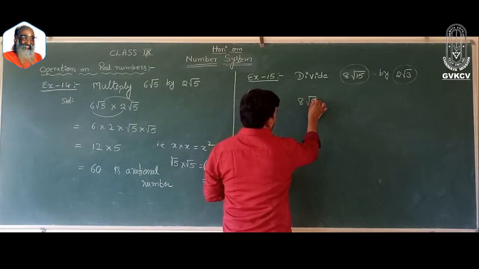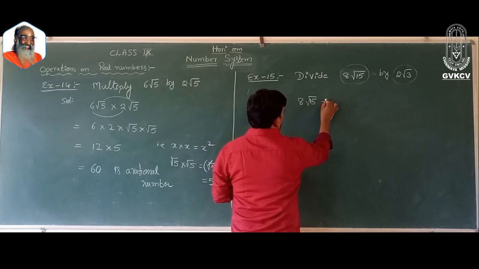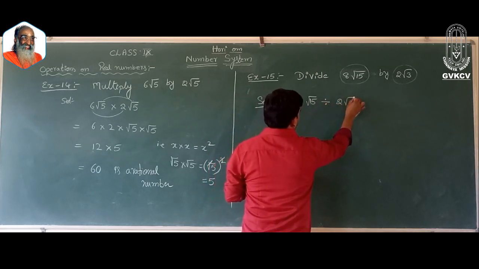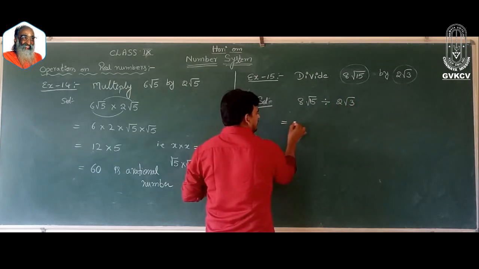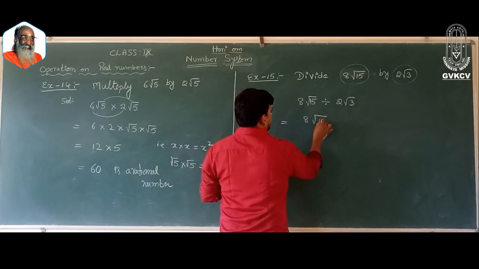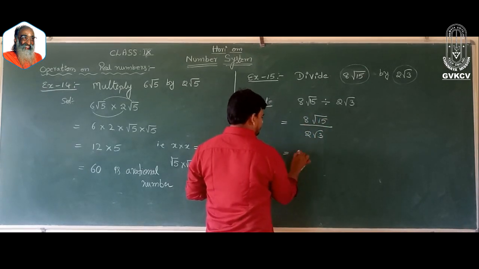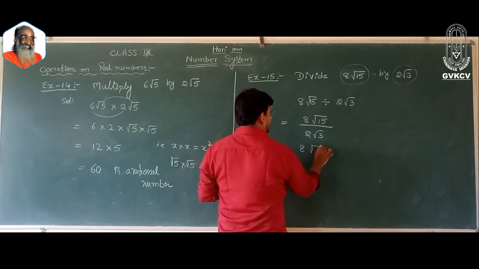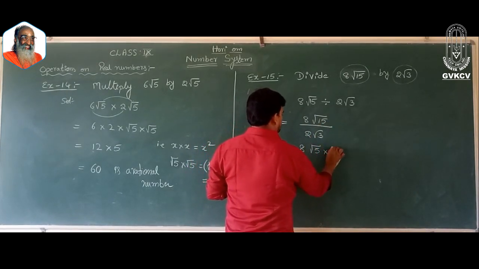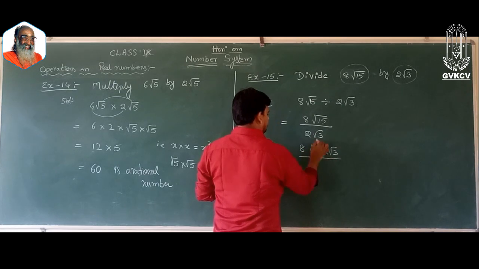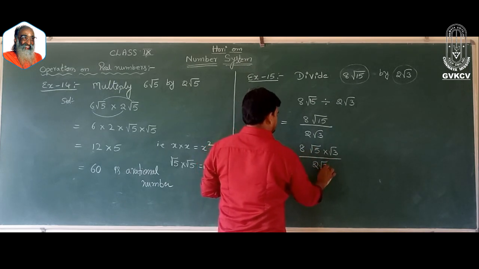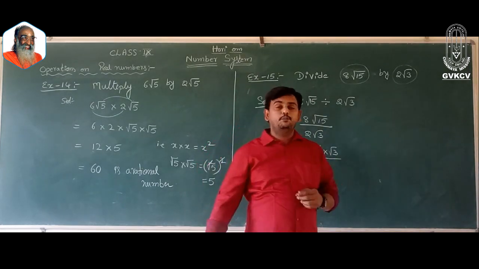8 root 15 divided by 2 root 3. That can be written as 8 root 15 by 2 root 3. Root 15 I can write as root 5 into root 3 by 2 root 3. We have a square root properties.